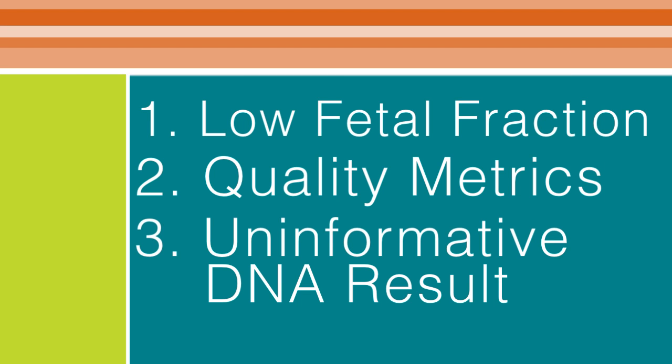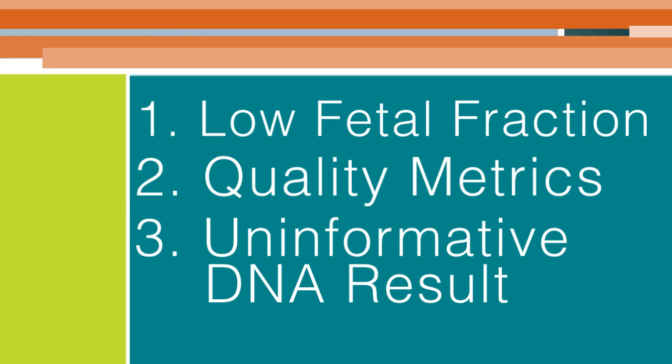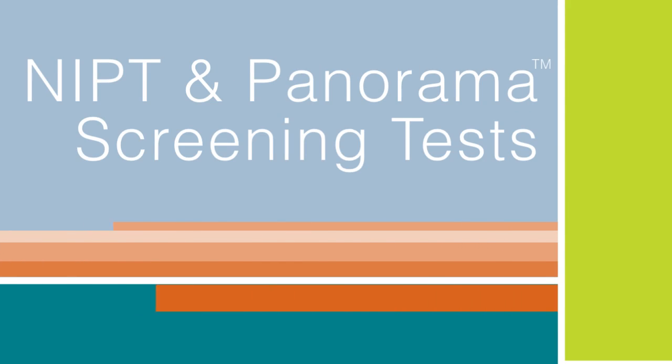The third type of result is an uninformative DNA result. With this type of result, we do not have the information we need to make an accurate risk assessment, and we do not believe that a second blood draw would help the situation or give us more information.